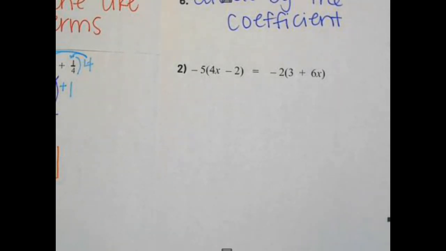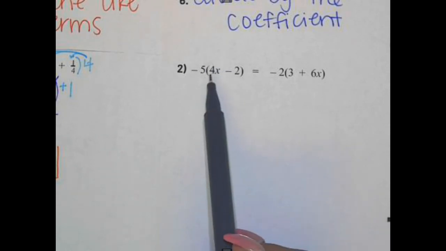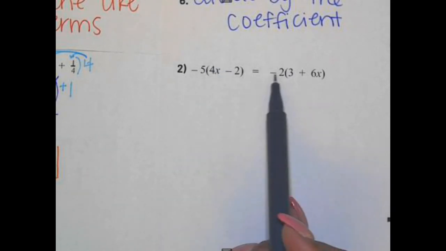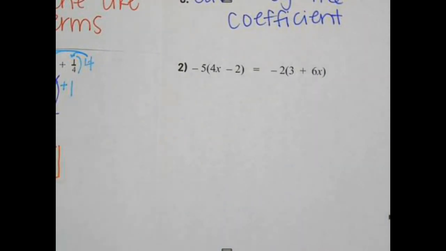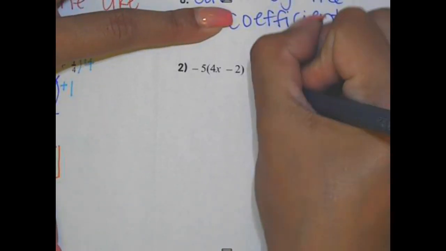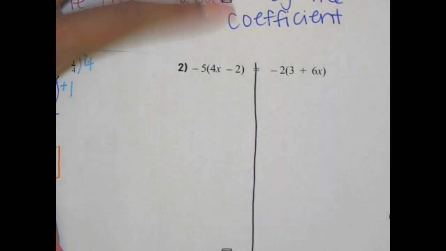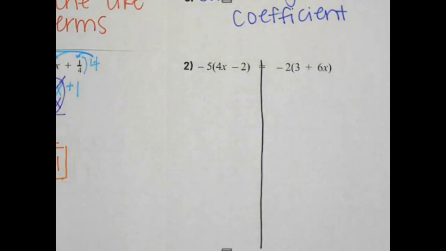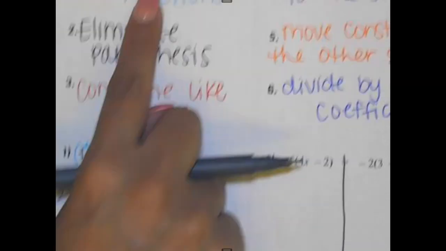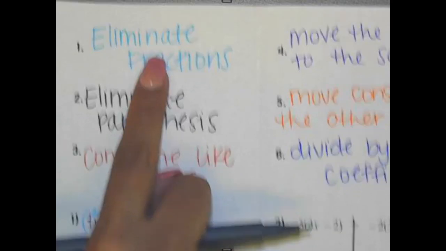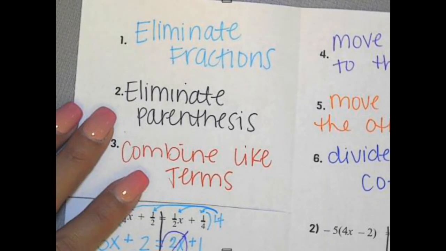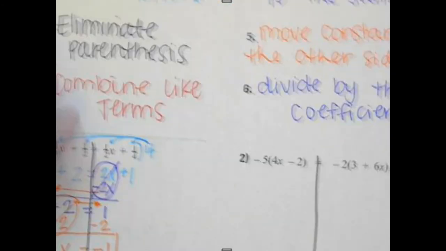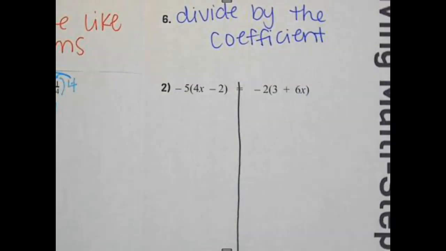And this time I have negative 5 times 4x minus 2 equals negative 2 times 3 plus 6x. So just like on the first example, I'm going to start by drawing that line down the middle. And then I'm going to start with step 1, which is to eliminate fractions. I don't have any fractions in this problem, so I'm going to move on to step 2, and that is to eliminate parentheses.